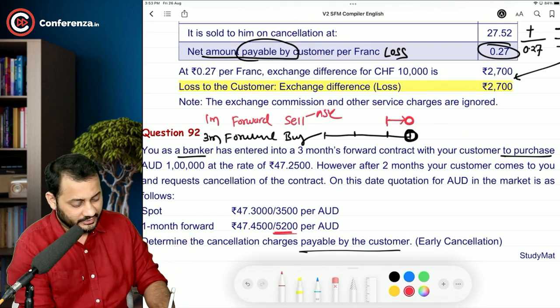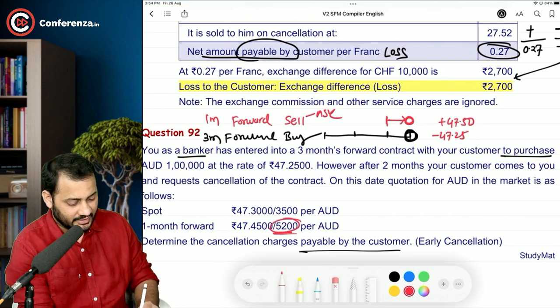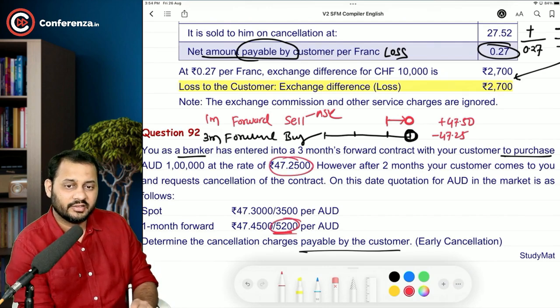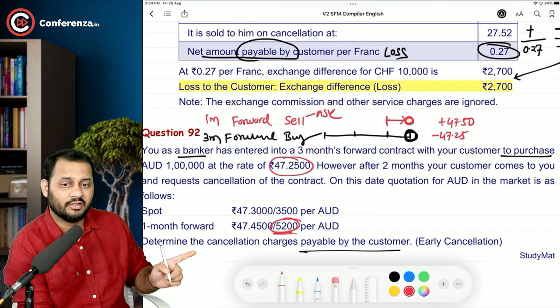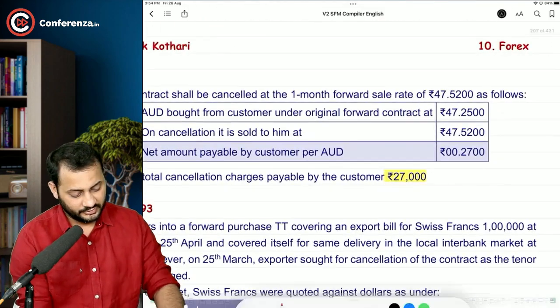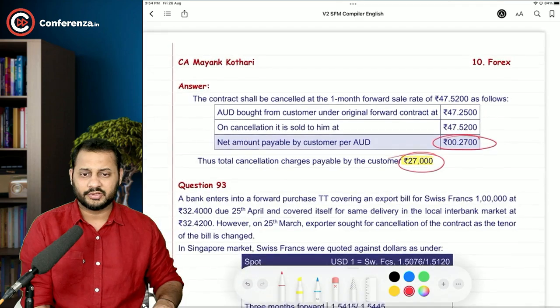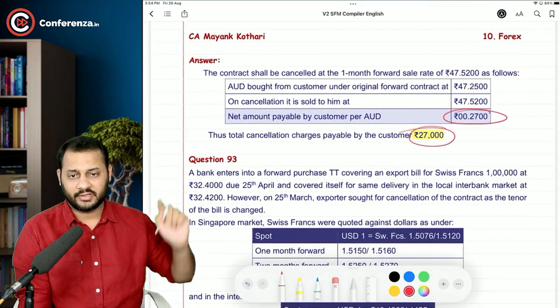So you can clearly see that the bank was paying 47.25 here. The bank will sell at 47.50. So the selling rate is higher than the buying rate. Again, there is a profit to the bank and a loss to the customer because of cancellation. 27 paisa. That's again 27,000 rupees on 1 lakh Swiss franc.